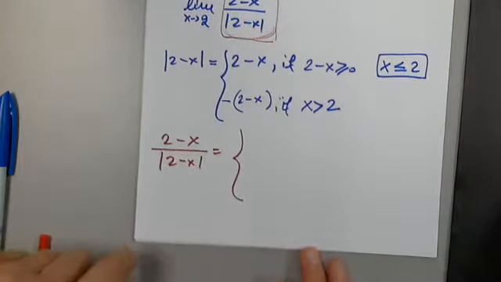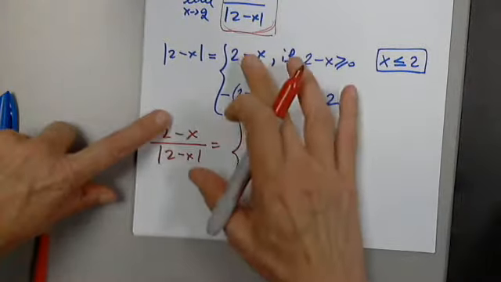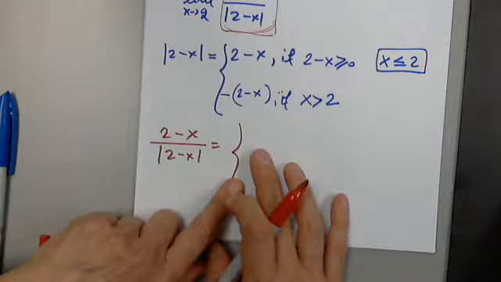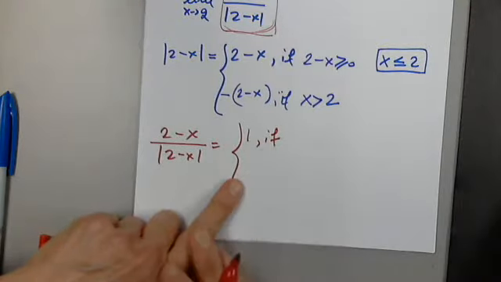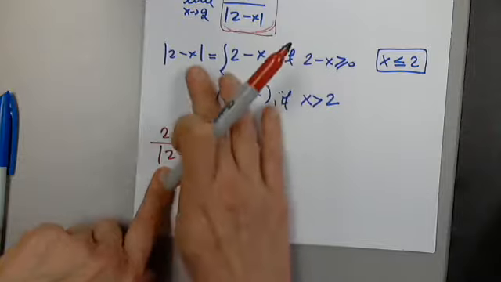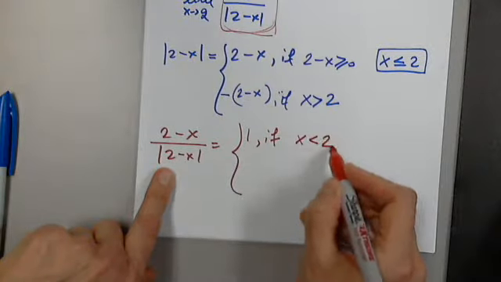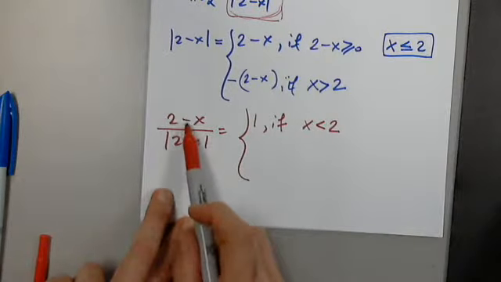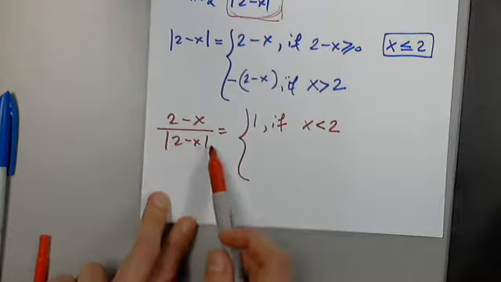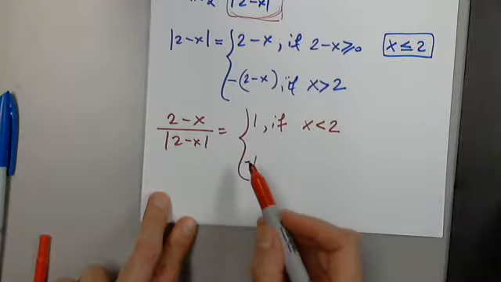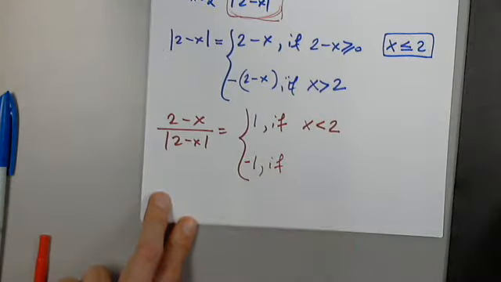So here's the first option. 2 minus x over 2 minus x. What is the answer? 1. If x is less than 2. I cannot use the equal symbol because now it is less than 2. What is the second option? When the numerator is 2 minus x and the denominator is negative 2 minus x. Do you all agree with negative 1? Do we all see it? If what?